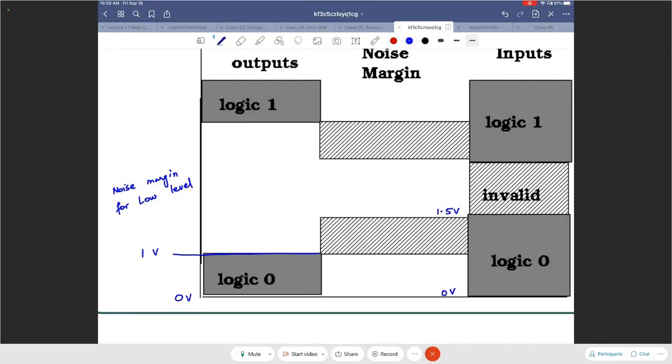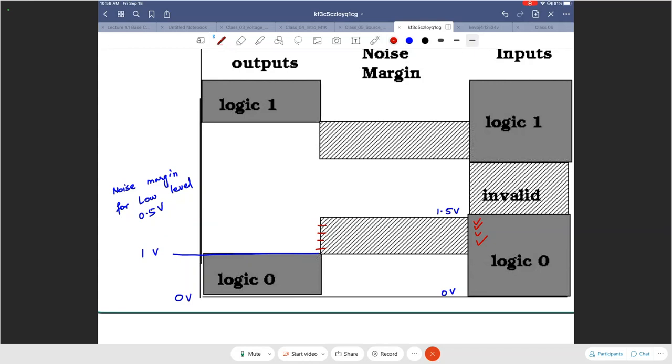0.5, absolutely right. 0.5 is exactly right, because that's the difference, right? I can be here. So for example, if I have a noise of 0.1, I'm okay. It will still be recognized. 0.2, sure. 0.3, sure. 0.4, sure. It will still be recognized as logic 0 as the input to the next gate.